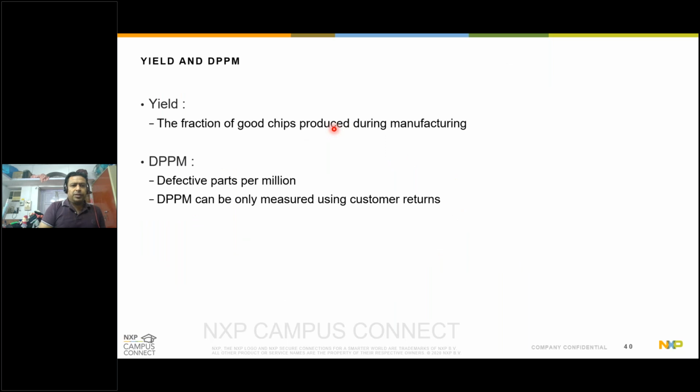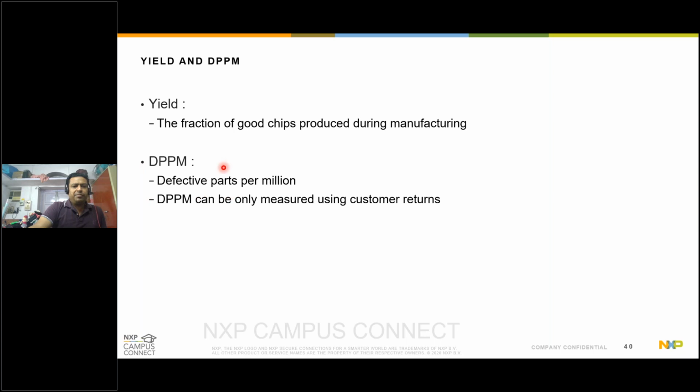Okay. So this is the last topic of my presentation. I just want to quickly cover yield and DPPM. Yield indicates the fraction of good chips produced during manufacturing. Let's say you are testing your wafer, and your wafer has 100 dies, and out of those 100 dies, 10 are faulty. In that case, your yield will be 90%, because out of those hundred, 10 are faulty and 90 are good. So your yield for that particular wafer would be 90%.